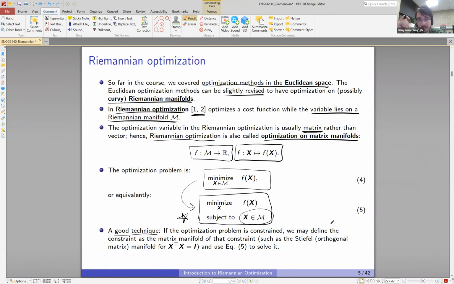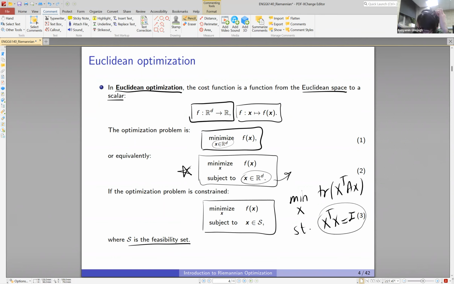So this actually is a well-known manifold. The manifold of orthogonal matrices is called the Stiefel manifold. I think we will see it in a few slides. Stiefel manifold.